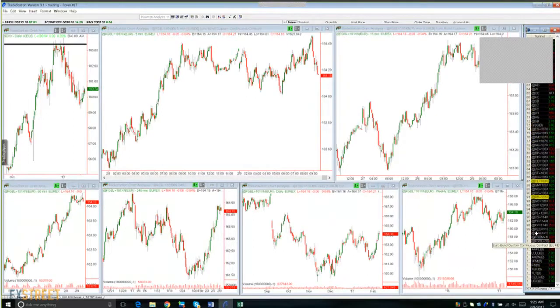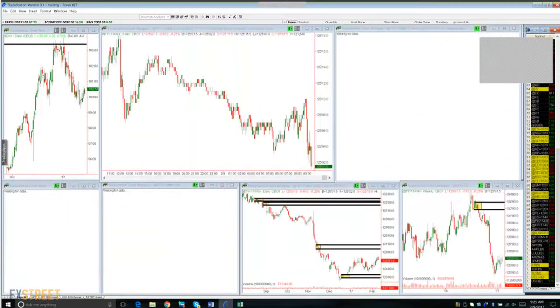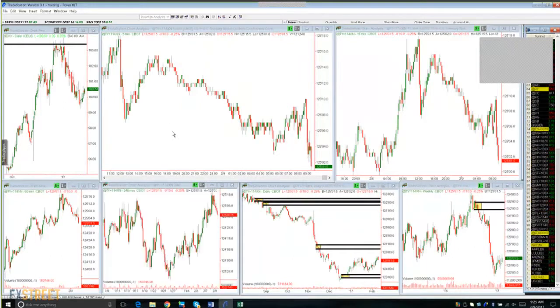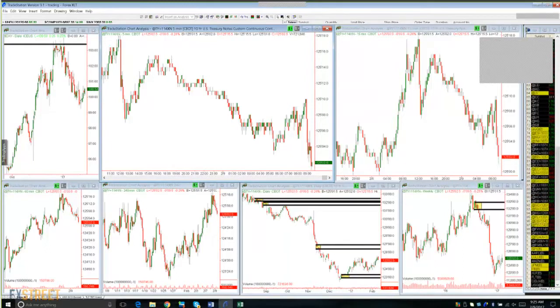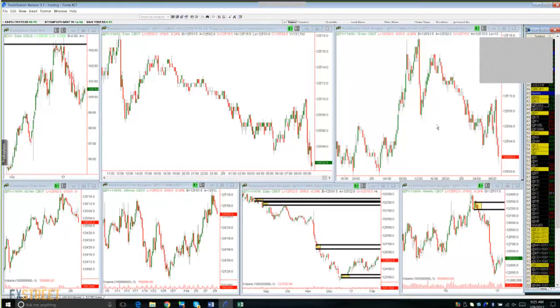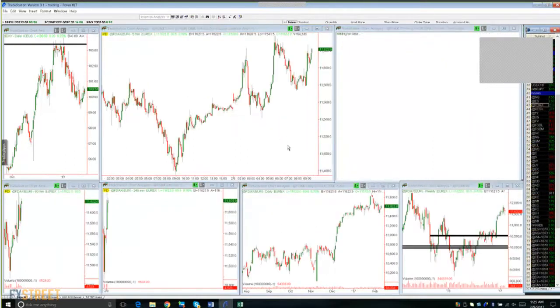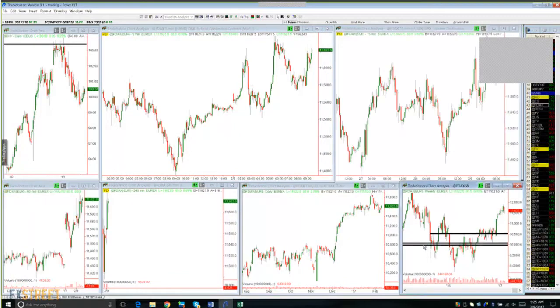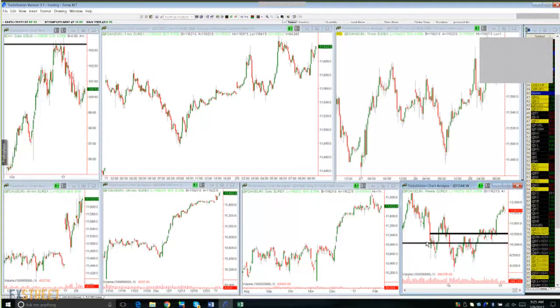The DAX, sure. Let me just take a quick peek at the 10-year. There we go. Yeah, the DAX, no problem. Let's pull up the DAX. There's some very old lines. I'll get rid of those.